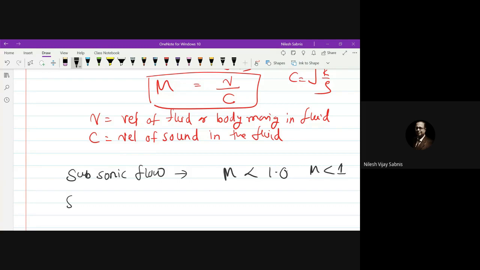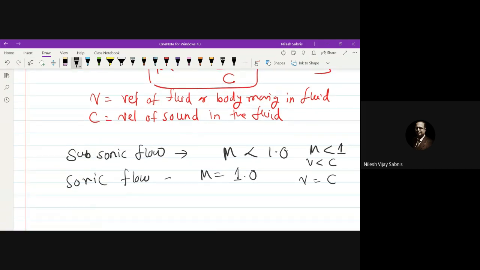Then there is sonic flow, where we call it Mach number is equal to 1.0. Means velocity of flow is equal to the velocity of sound. Means V is equal to C. Here V was less than C. V is equal to C. It is sonic flow. Then supersonic.